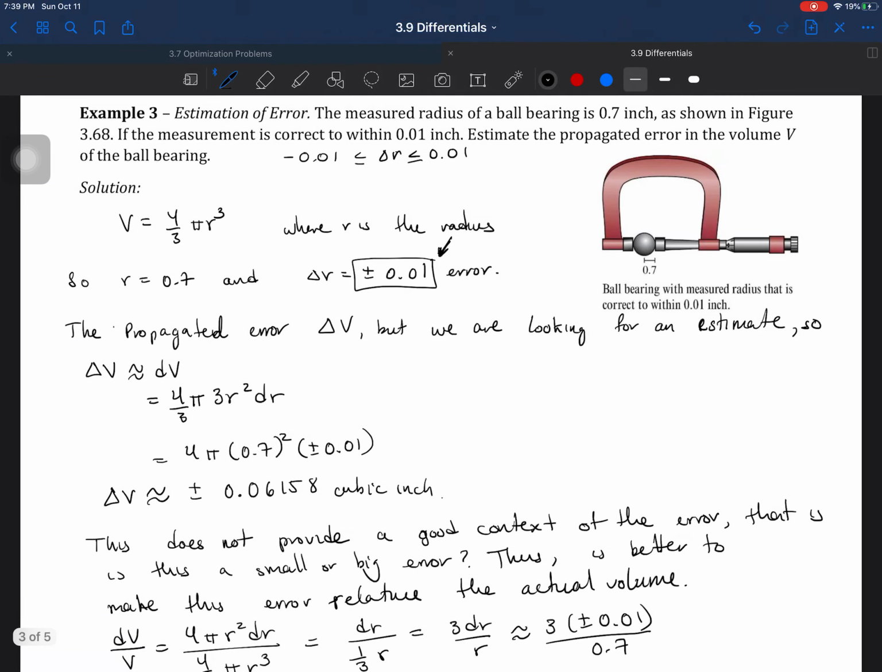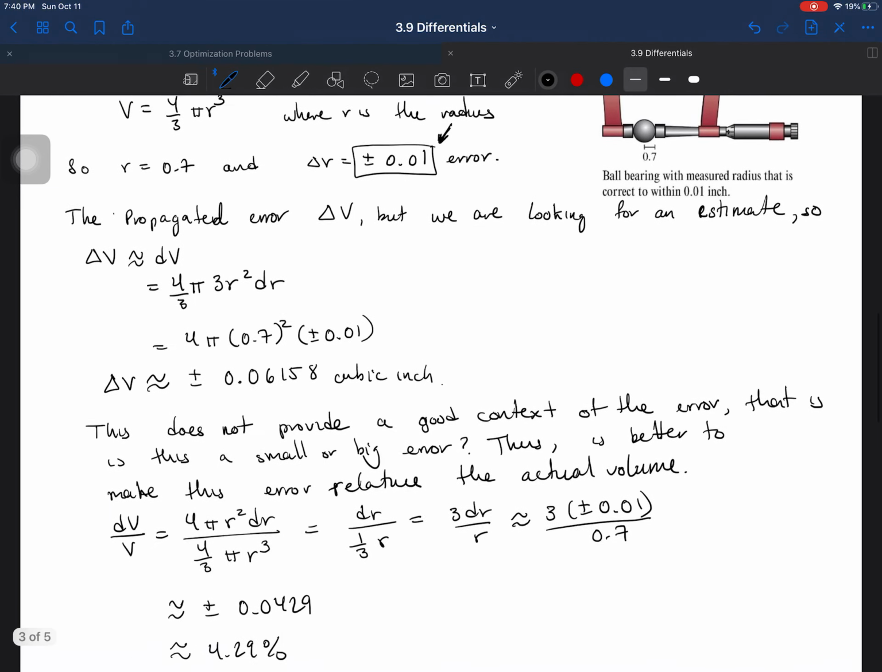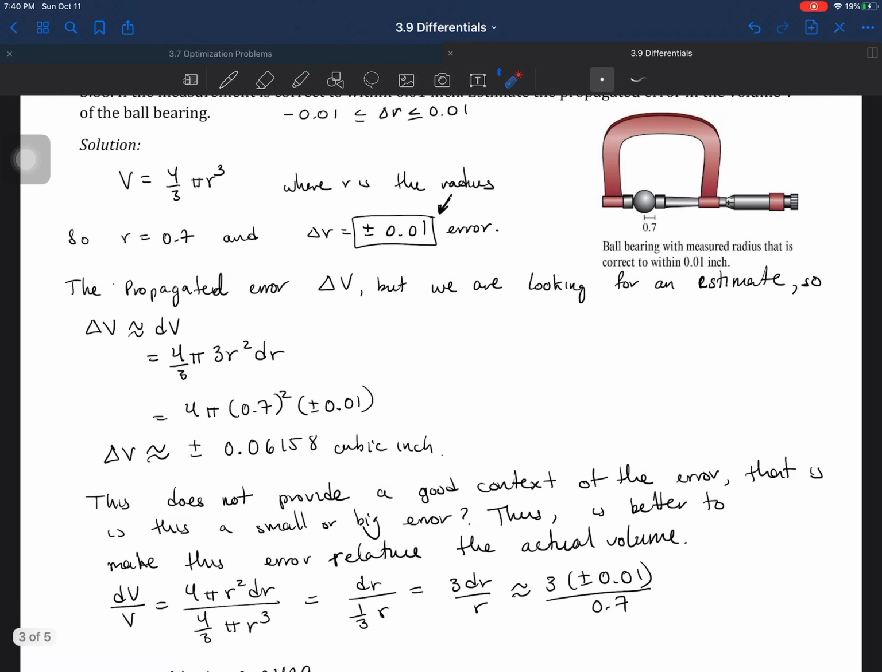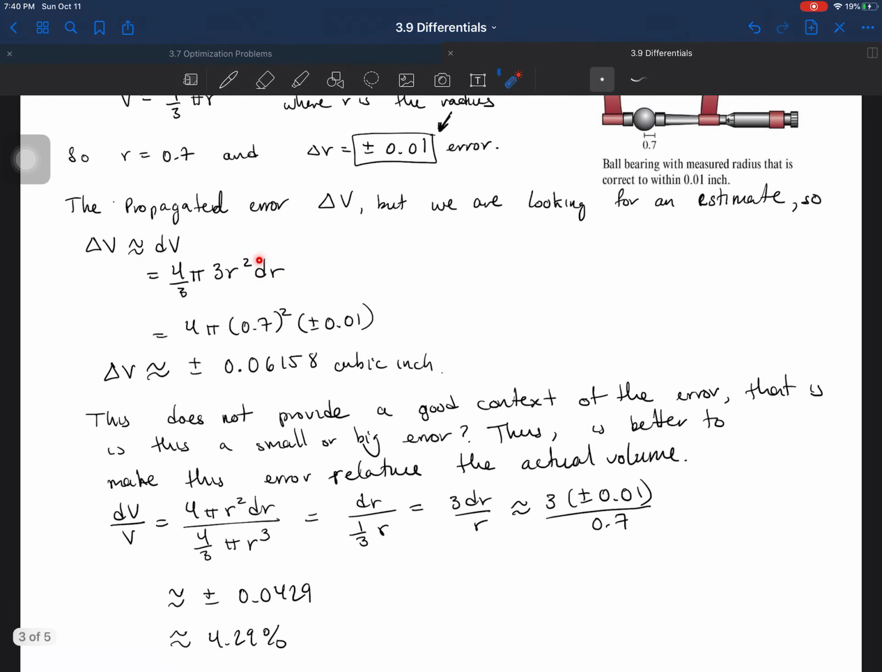So the propagated error is defined to be delta V, but we're looking for the estimation. So we're okay with just having the estimation of delta V, which is going to be the differential of V. So let's compute the differential of V. The differential of V can be found by taking the derivative of V with respect to r. So we're going to have to use the chain rule, right? So it will be 4 over 3 times pi times 3r squared times dr. And if you notice, it's important for us to keep the dr here, because that's going to be the error.